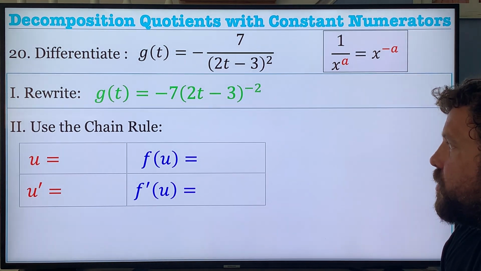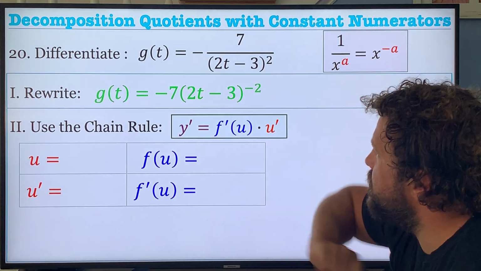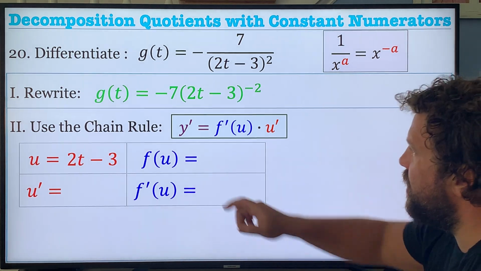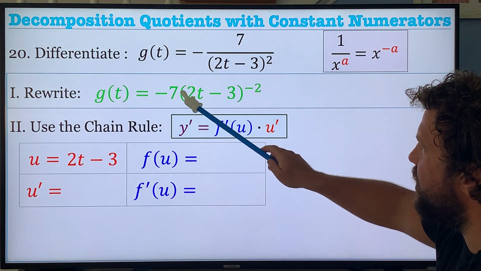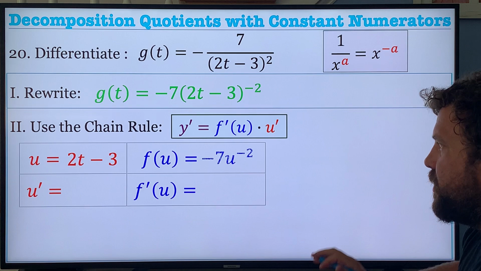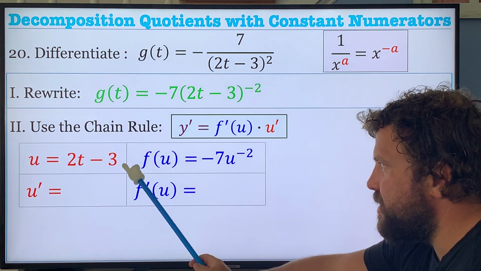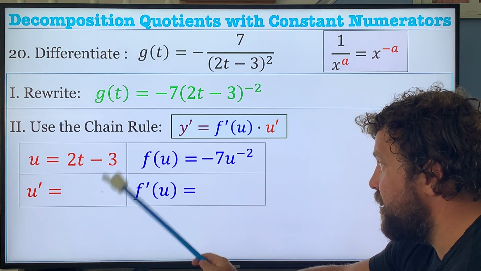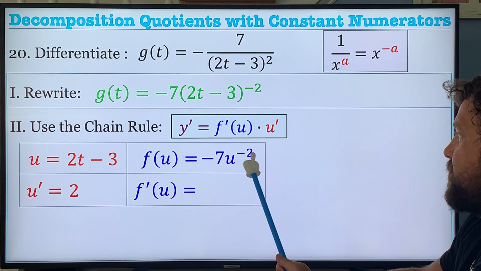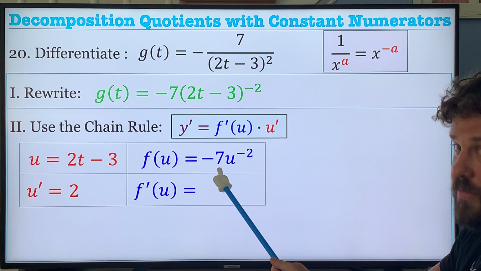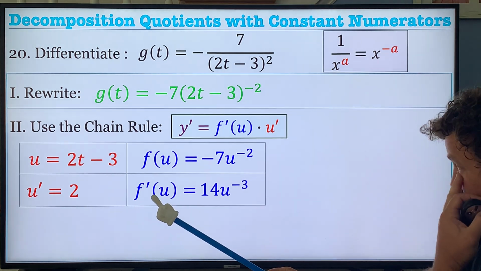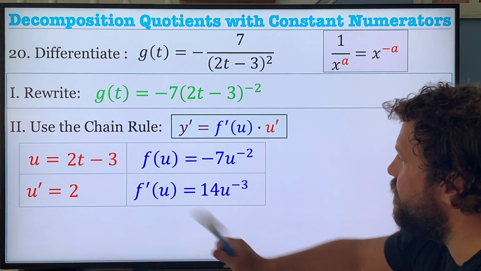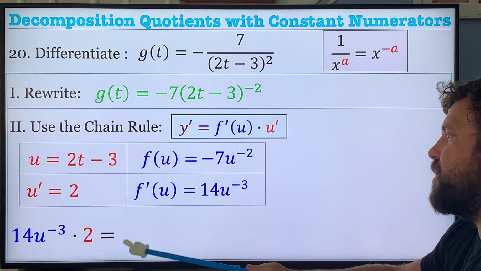Now you can use the chain rule. What's my inside? 2t minus 3 is my inside. What am I raising it to? f of u is negative 7 times u to the negative 2. Derivative of this, since we're using t's here, just everything's in terms of t, 2. Derivative of this, negative 2 times 7 is 14, u to the negative 3, because negative 2 minus 1 is negative 3. Multiply these two together, 14 u to the negative 3 times 2.